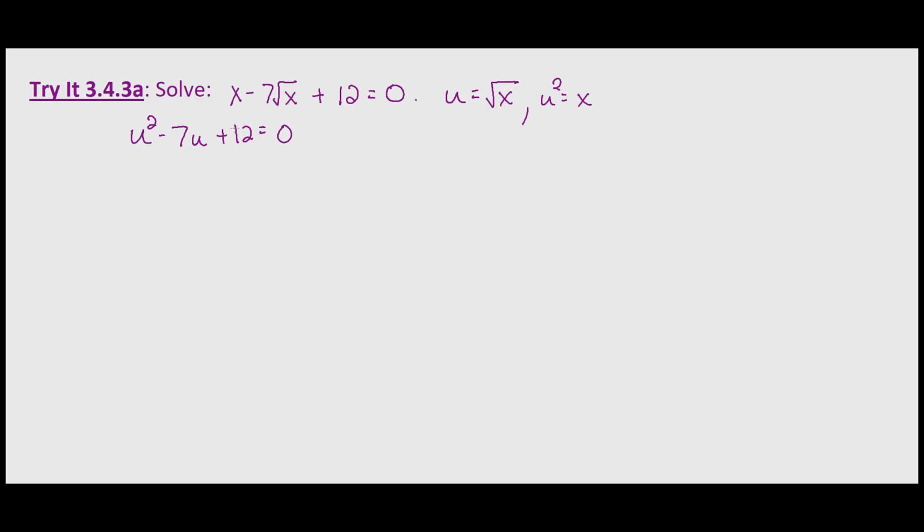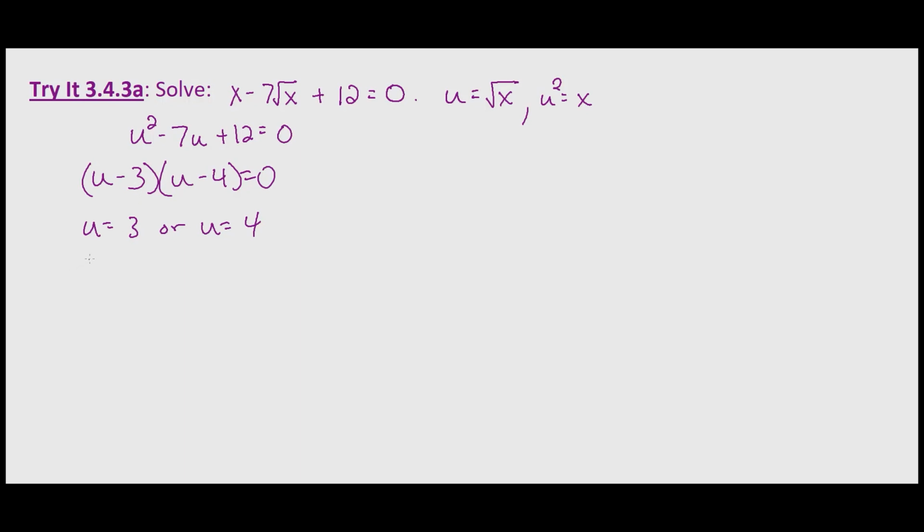So as always, we look to see, will it factor first? Are there any numbers that multiply to 12 that add to negative 7? And there are negative 3 and negative 4. Negative 3 times negative 4 is 12, and negative 3 plus negative 4 is negative 7. So this will factor to u minus 3 times u minus 4 equals 0. So u equals 3 or u equals 4.